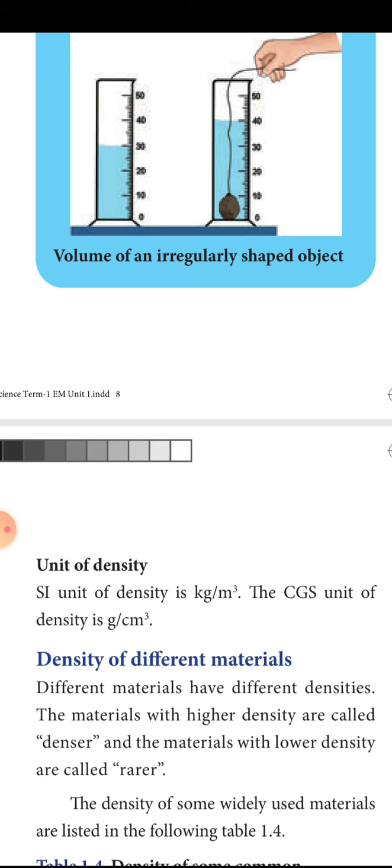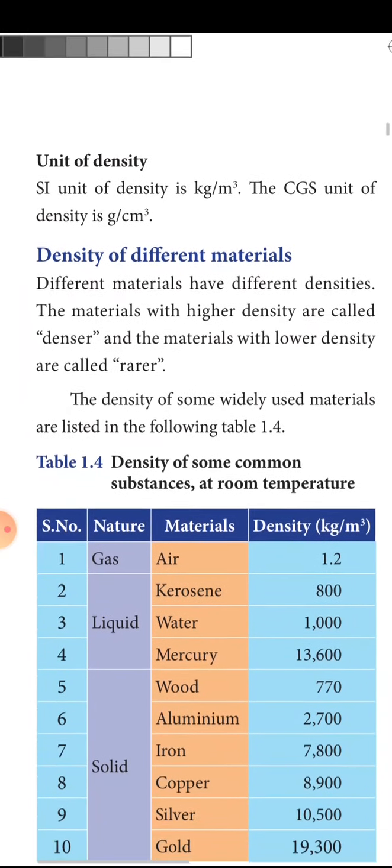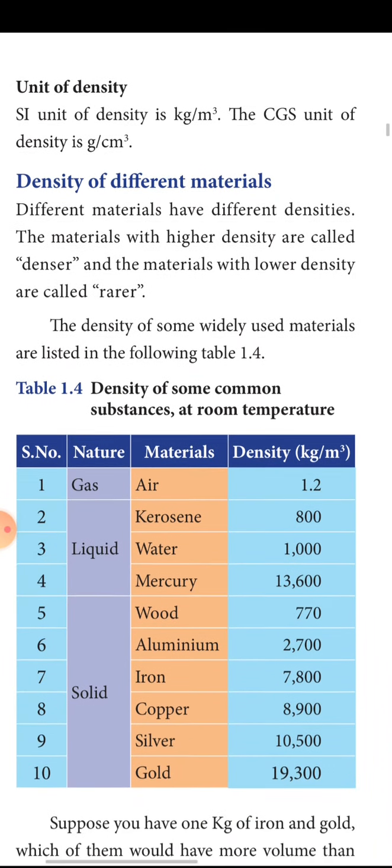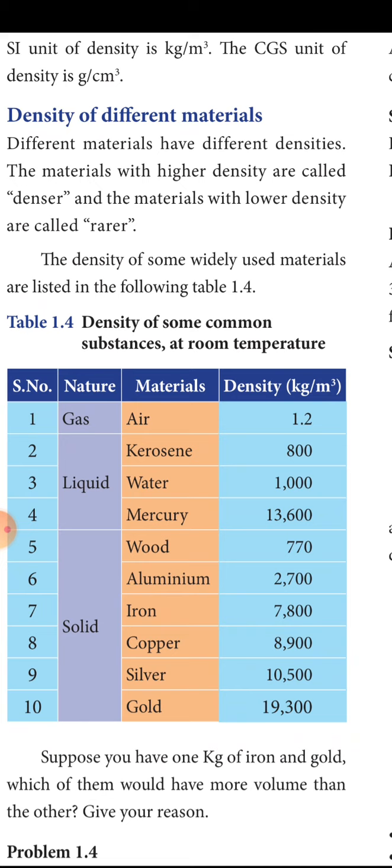Kg per meter cube. Here different densities of different materials are given in a tabular column: air, kerosene, water, mercury, wood, aluminium, iron, copper, silver and gold. Here the highest density is gold, 19,300 kg per meter cube. Next to that is 13,600 kg per meter cube, that is for mercury.